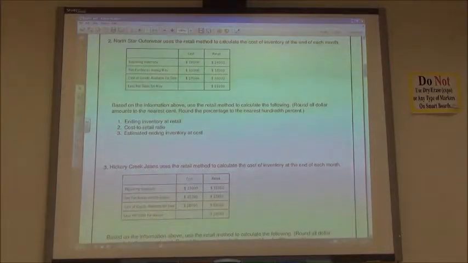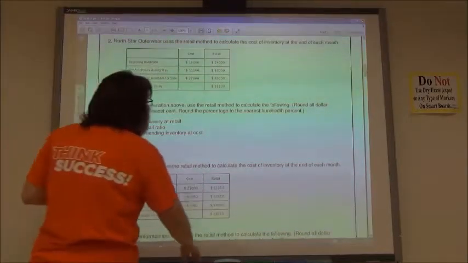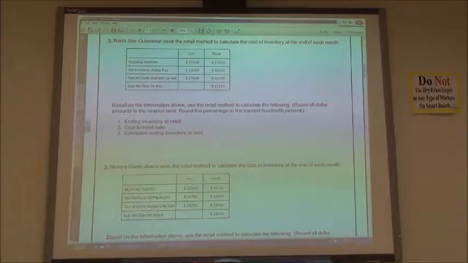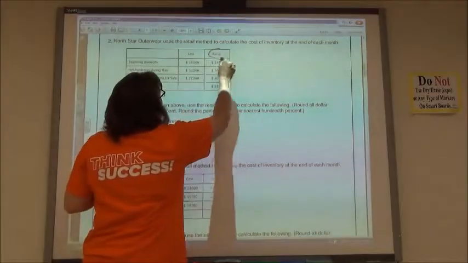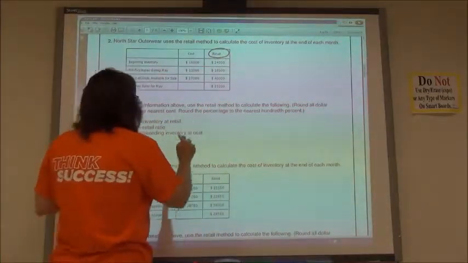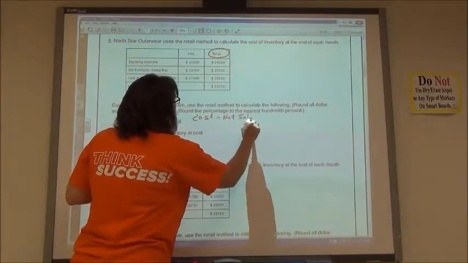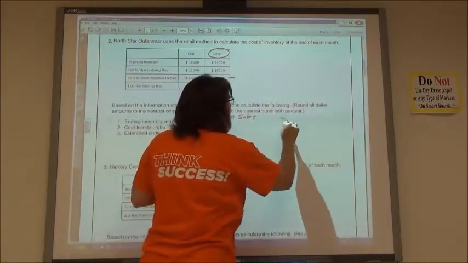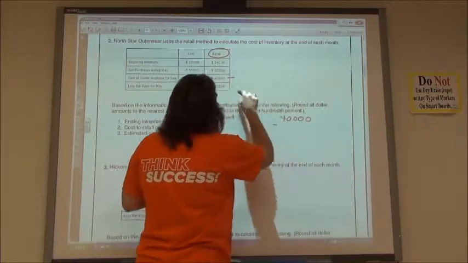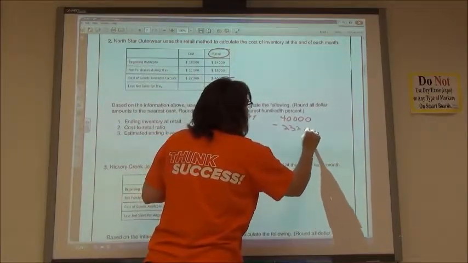So number 2 is going to be pretty much the same as number 1 was. North Star Outerwear uses the retail method to calculate the cost of inventory at the end of each month. Based on the information above, use the retail method to calculate the following. And so the first thing we want to do, the ending inventory at retail. So we're going to go under the retail column, take the cost minus the net sales. So my cost, $40,000, minus my net sales, 23,200.